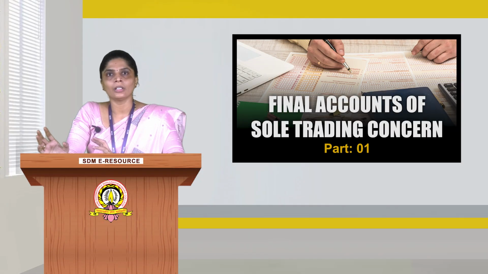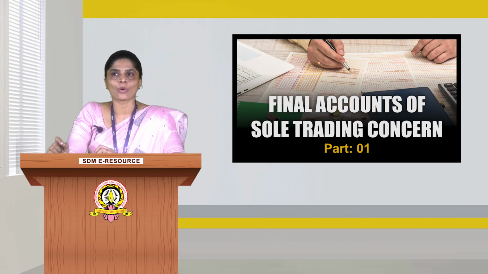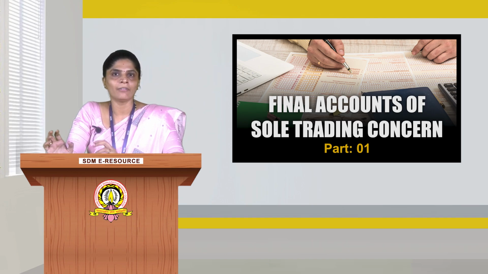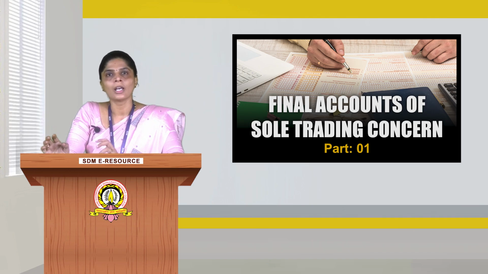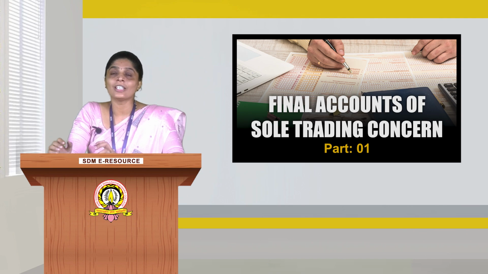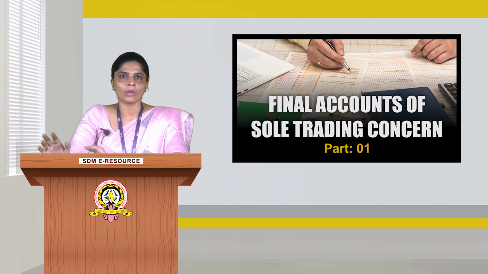So, after entering all the transactions related to the goods, the next important step is to ascertain the gross profit or the gross loss. How to ascertain the gross profit? If the credit side is more than the debit side, then it is a gross profit. If the debit side is more than the credit side, then it is treated as a gross loss, and the result of the trading account is transferred to the next statement, that is called the profit and loss account.